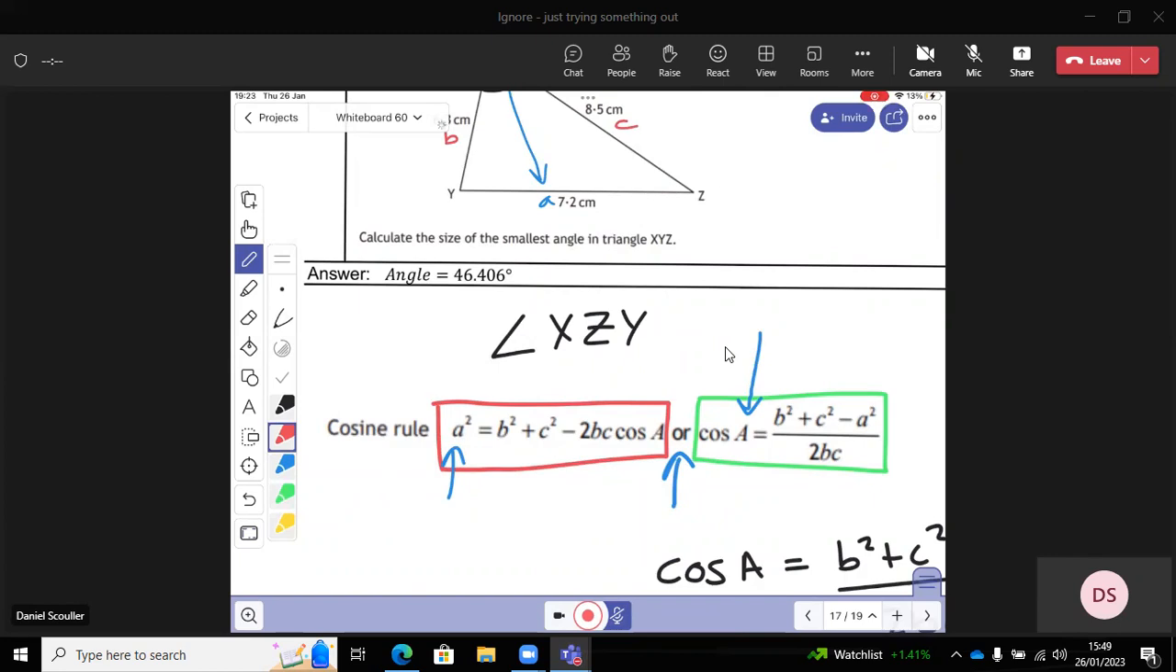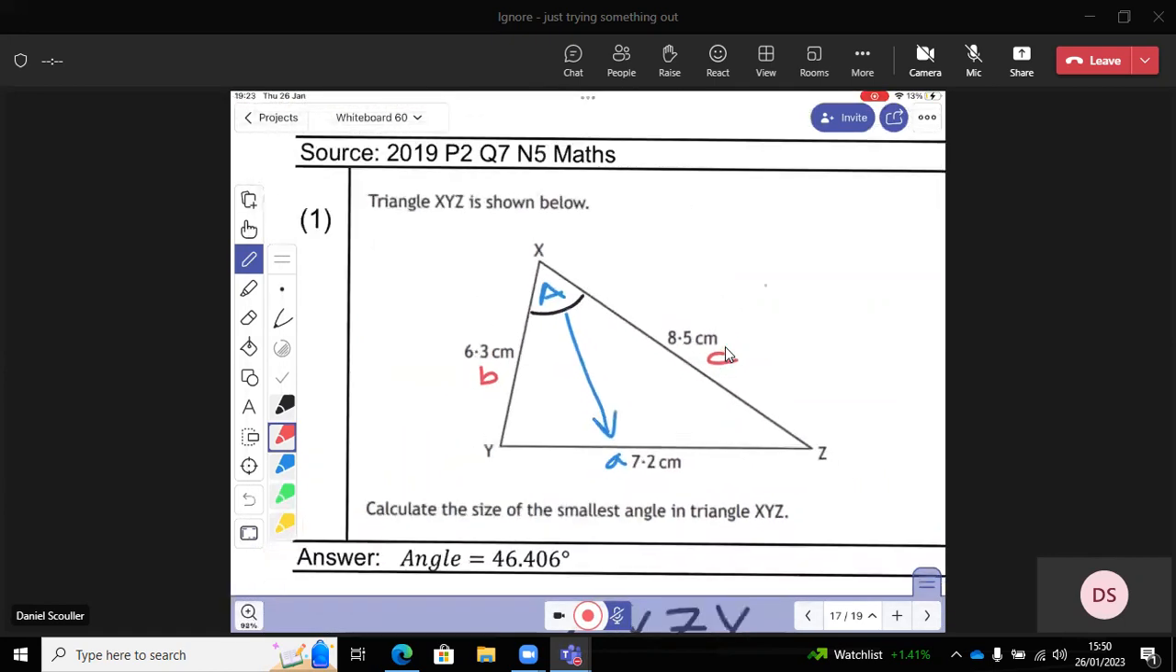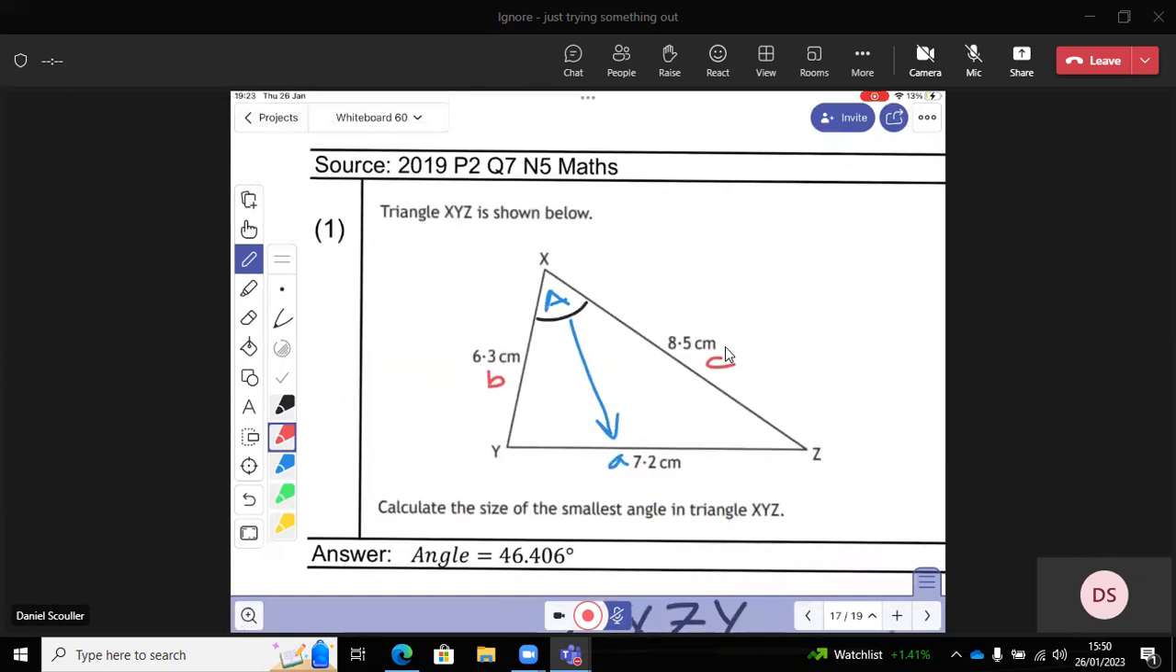So it's up to you. Even though the letters X, Y, Z are used in the question, it's up to you to label the correct angle. Whatever angle you visually see as being the smallest in this question, which is why I'm not a big fan of the question, it leaves it open to a wee bit of ambiguity, whatever one you visually see as being the smallest, you label as A, and then the sides you have to correctly label off the back of that.